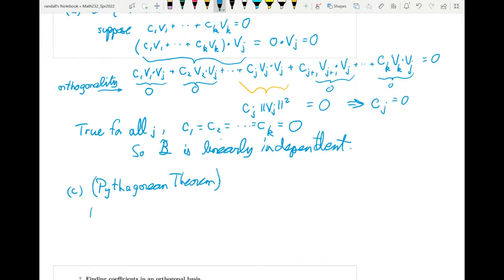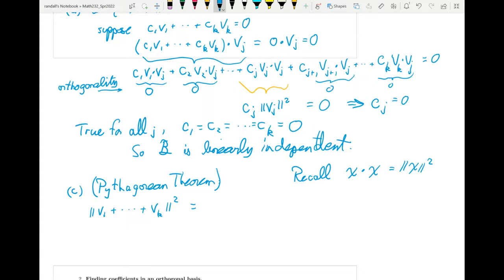So if I have the sum of an orthogonal set of vectors, v1 to vk, and I add them all up, and I look at the norm of that vector squared. Remember, when you measure the norm of a vector squared, it's the dot product of the vector with itself. So the norm of a vector x squared is x dot x.